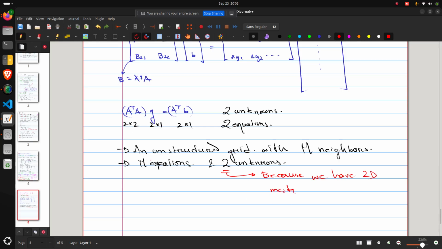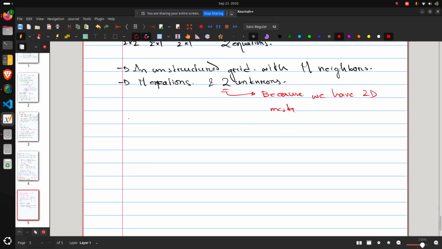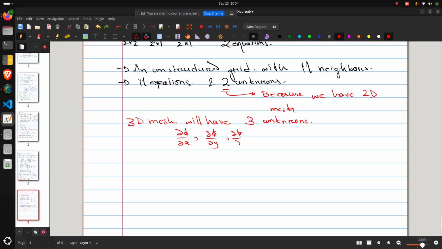But if we have a 3D mesh, there will be three unknowns, right? And what will they be? They will be nothing but dou phi dou x, dou phi dou y, dou phi dou z, right? And these are all at a particular cell center. Okay, so we have m equations and two unknowns.